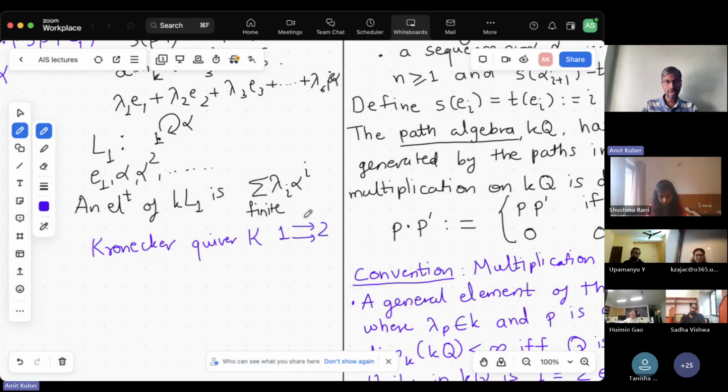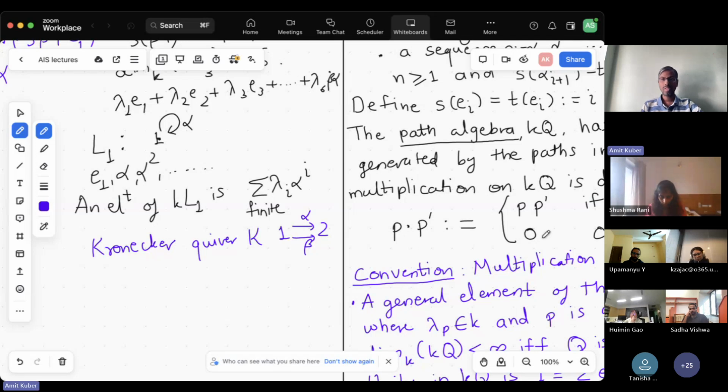So the Kronecker quiver K is written like this. You have alpha and beta as parallel arrows. Is this acyclic or not? Does it have a cycle? It is acyclic. So we only look for a cycle formed, like just follow the arrows, and does there exist a cycle or not? That's all that matters.